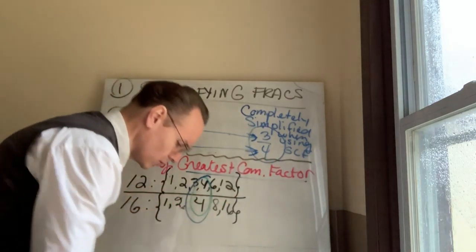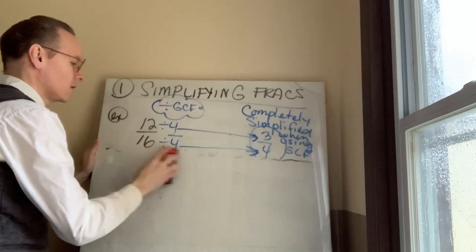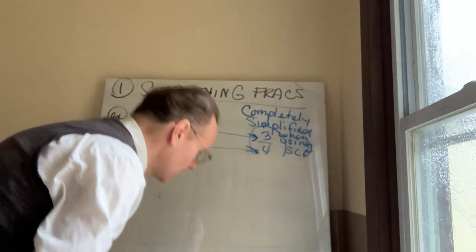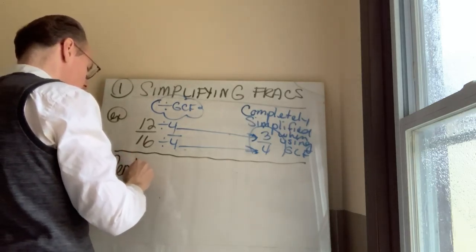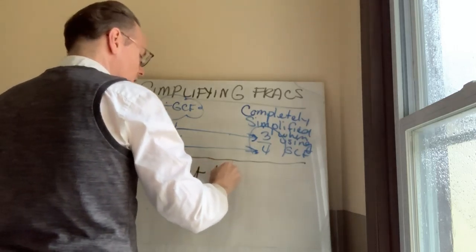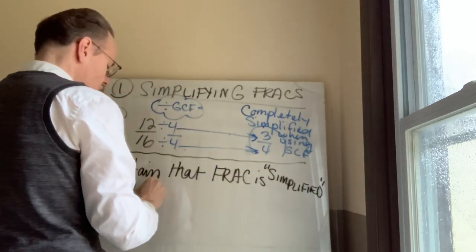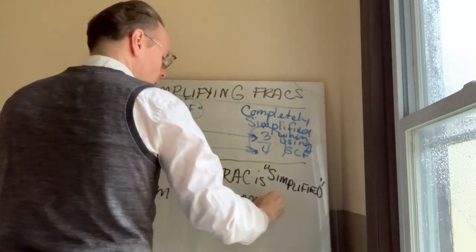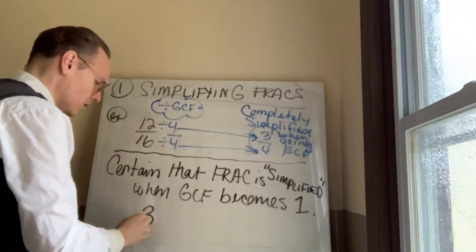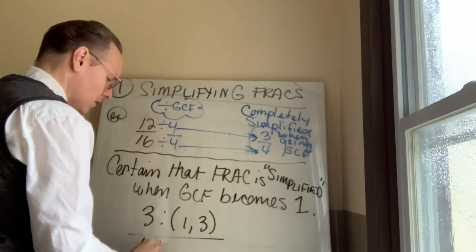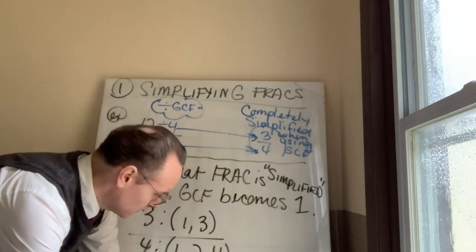Let me erase this underneath here to show you something. It is absolutely certain that a fraction is simplified when the GCF becomes 1. Meaning that if you analyze the factors of what the end result is here, 3 and 4, and you compare these, what you'll notice is that now, completely simplified, the GCF is 1.